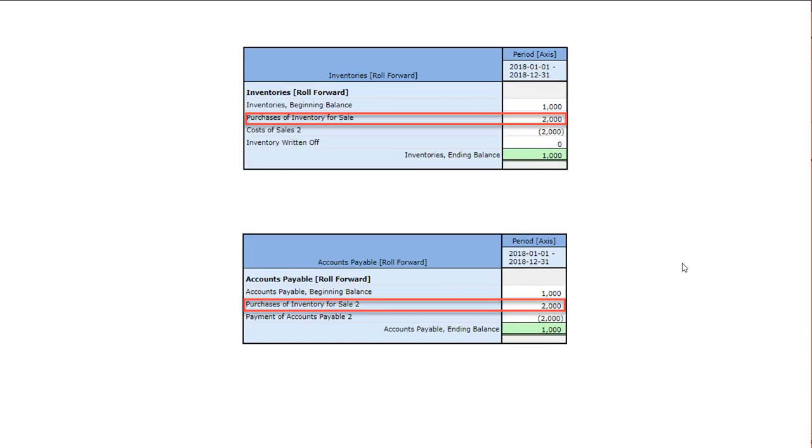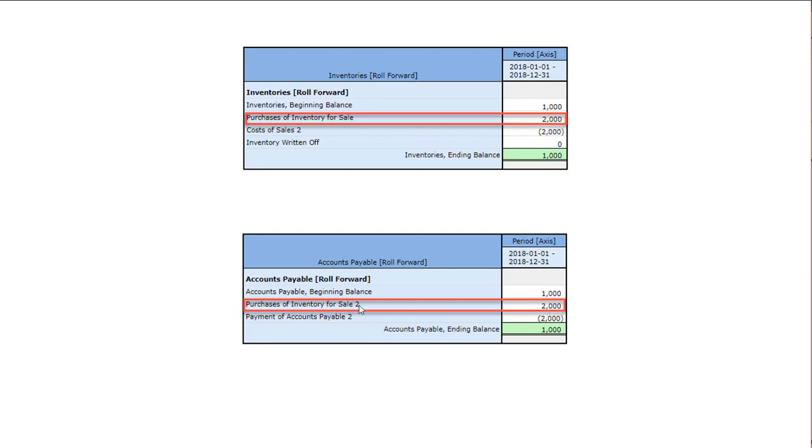The point I'm trying to make, though, is this interesting phenomenon. Not really a phenomenon, it's the way that accounting works. When you post a transaction, suppose that you purchased inventory for sale for $2,000. There's the debit, and you have a credit. You purchase it on account. So purchase inventory for sale on account, and there's the credit.